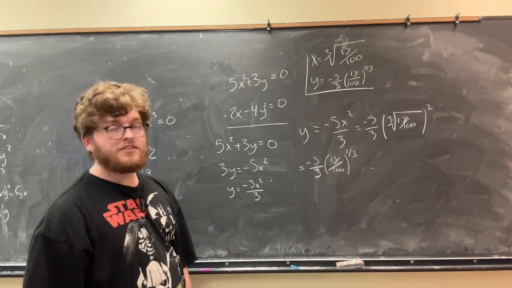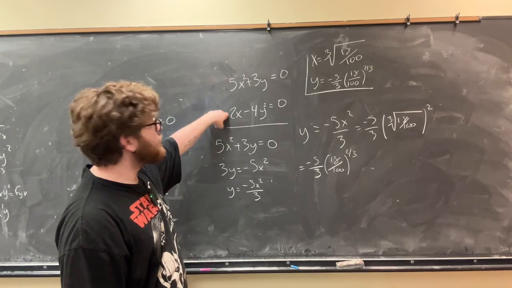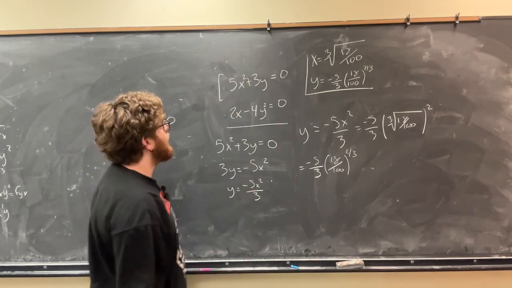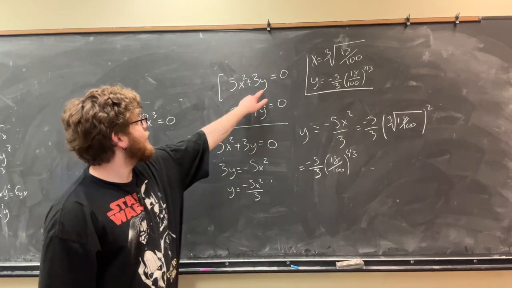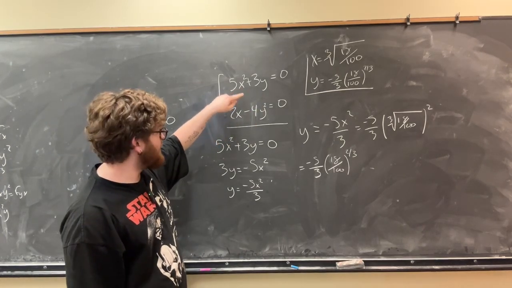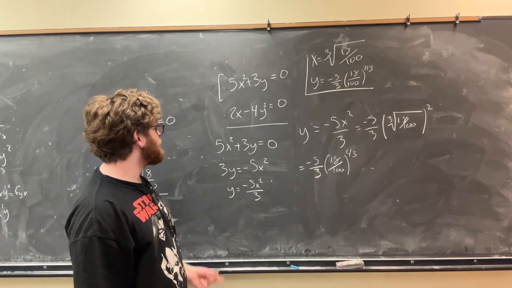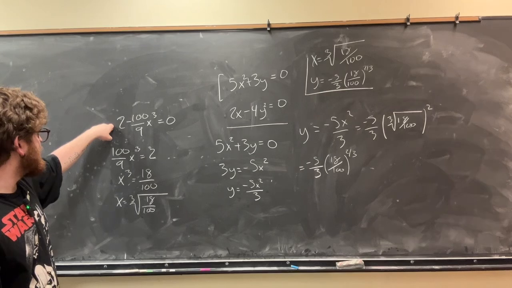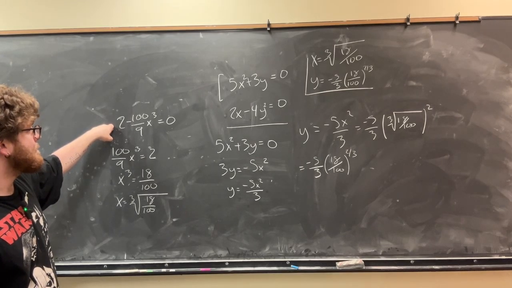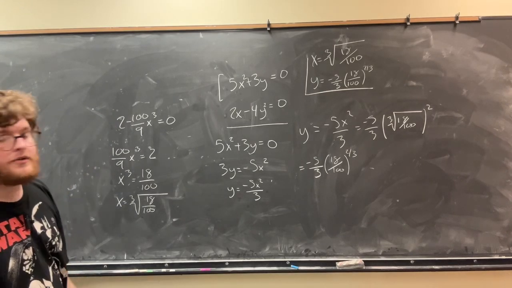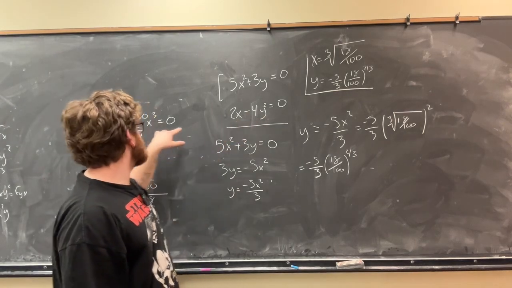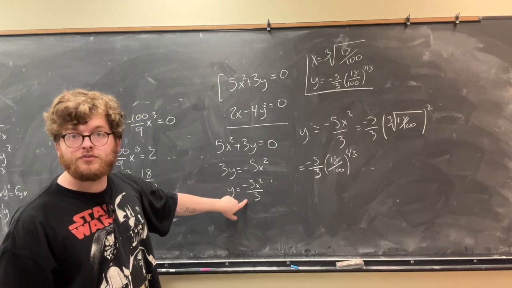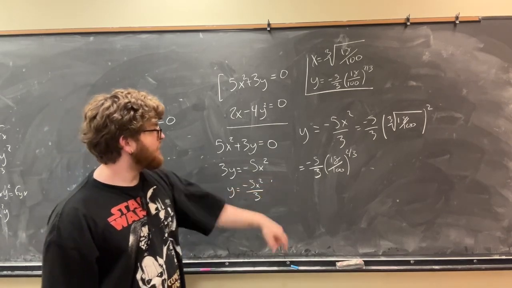So again, going through the process, I solved this top equation for y in terms of x. I plugged that into my other equation to solve for x. So I did that right here. Did I do it correctly? Hopefully I did it correctly. And then, using that, I solved for the value of x, and then plugged that value of x into y in terms of x, and got a value of y.